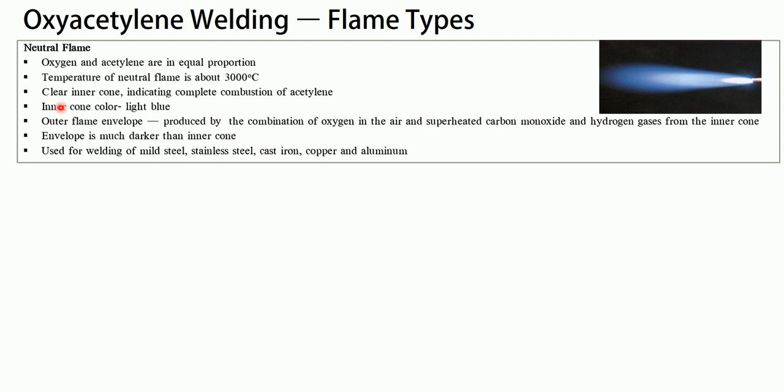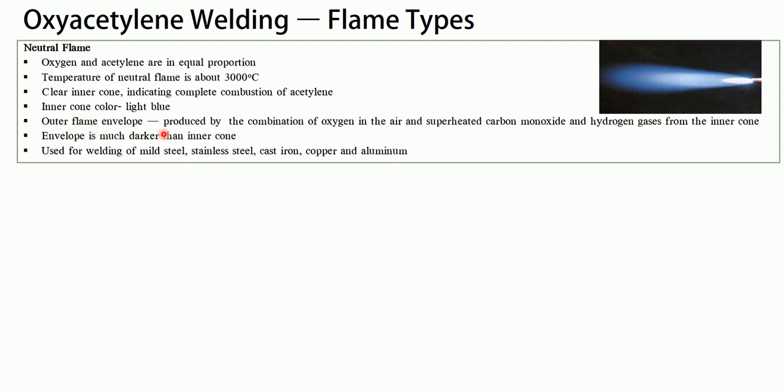In the neutral flame, there will be a clear inner cone indicating complete combustion of acetylene. In this picture we can see the inner core formed, and it is bright in color. So there is a clear and bright formation of the inner neutral cone. This indicates that complete combustion of acetylene gas has taken place. Inner cone color is light blue. Here we can see that the inner cone color is light blue.